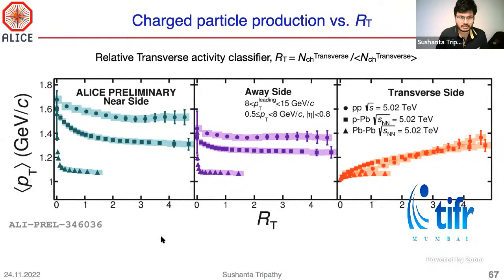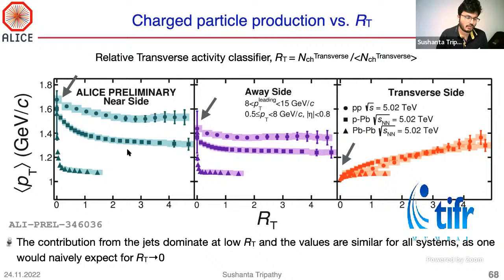Okay, so using different RT cuts, we can obtain the mean PT as a function of RT for different topological regions like near, away, and transverse side, for different collision systems as well. So pp, p-lead, and lead-lead collisions. If I take your attention to the low RT region, you see that at low RT, all the collision systems like pp, p-lead, and lead-lead collisions have the same value of mean PT across topological regions like near, away, and transverse side.